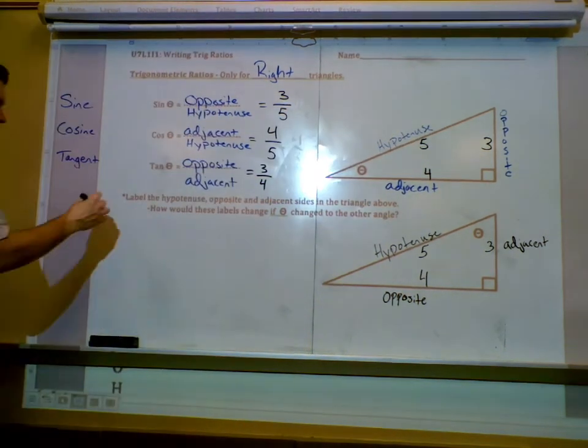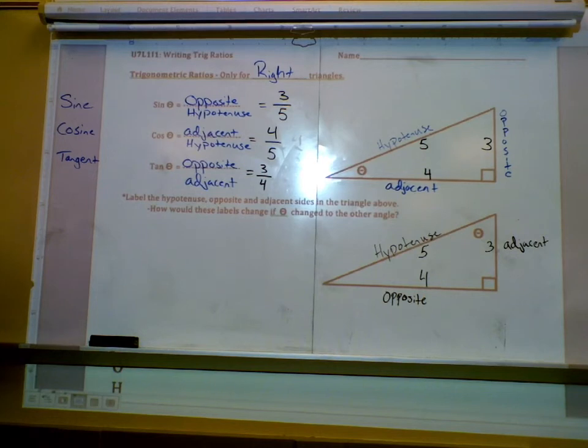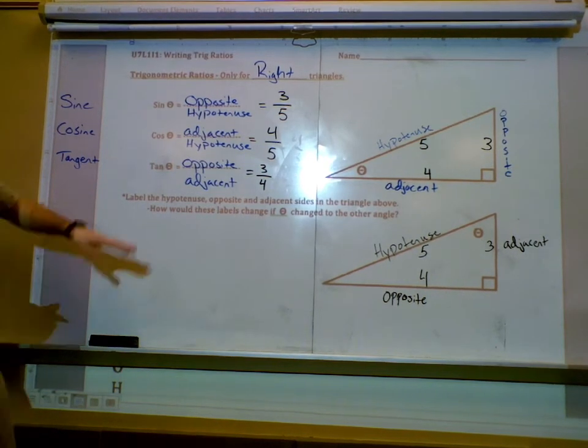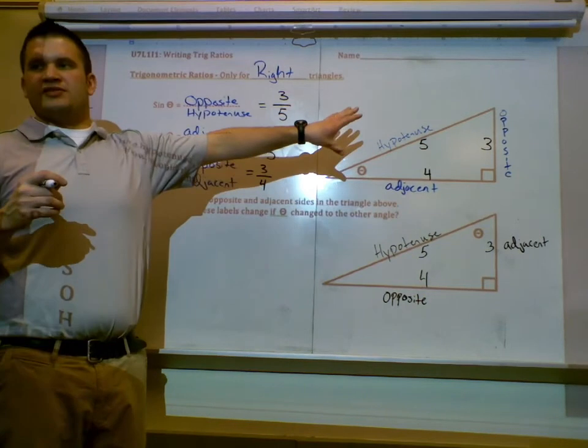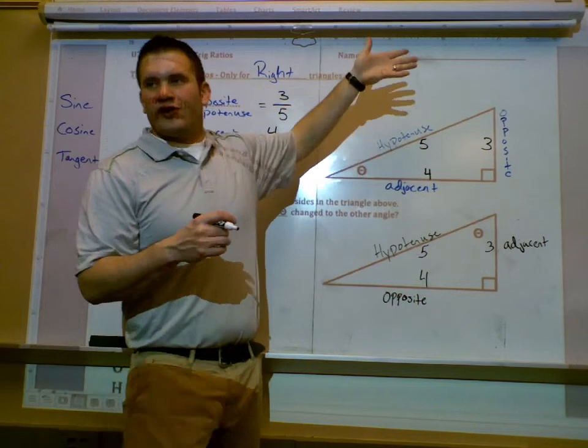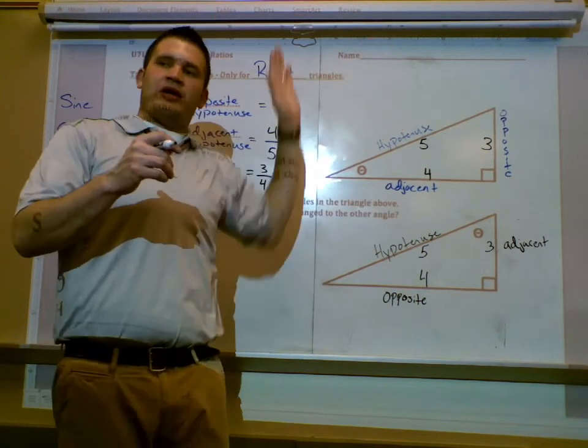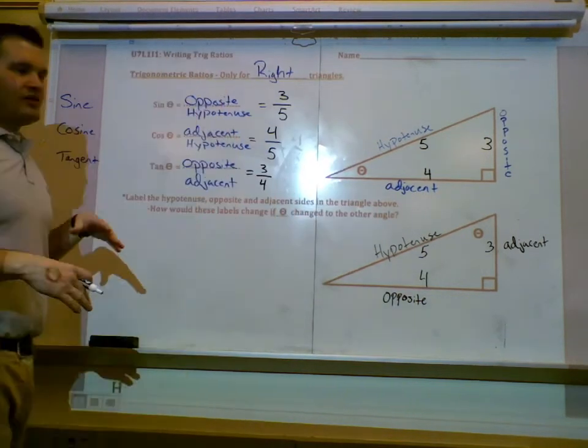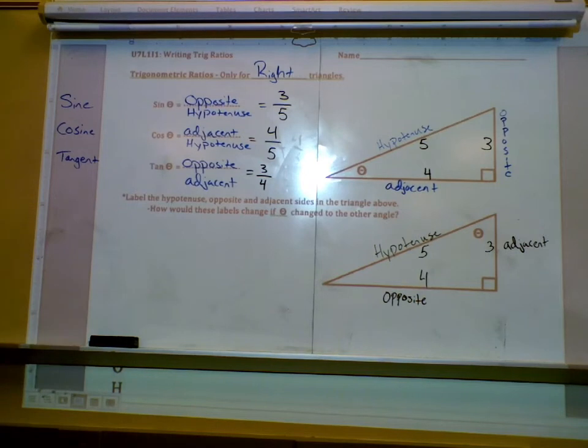Mr. Brent, could we remember that if the theta sign is on the bottom left, we could remember opposite, adjacent there? Yeah, but all the triangles won't be like this. Sometimes they'll be standing up. Sometimes they'll be flipped over. Sometimes the hypotenuse will be horizontal. Sometimes the hypotenuse will be vertical. So they won't just look like that. Yes, I know which one's adjacent, which one's opposite.